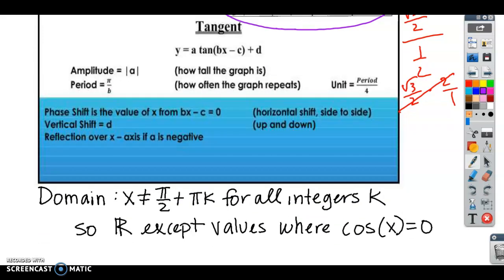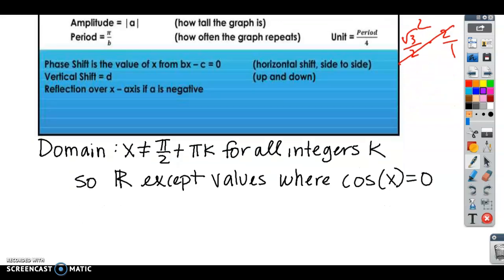So the amplitude is still the same, the absolute value of A is in the same place, B is in the same place, except for now the period is pi. So the period will be pi divided by B. And the unit will be the same: the period, and then you divide it by 4 into nice even pieces. The phase shift is the value of x. Same thing, you take the parentheses and you set it equal to 0. Vertical shift is the same. Reflection is the same. Okay, so we have a couple differences, but not much.